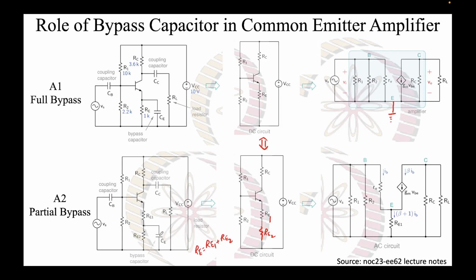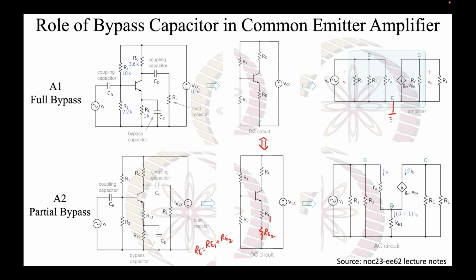Now if CE is shorted, RE2 vanishes, because now there is clearly a short, so this resistance will not play any role, but RE1 will remain as it is. Okay, so how will the circuit diagram look? R1 and R2 will remain the same. R pi, gm vb, RC and RL remain the same as before.